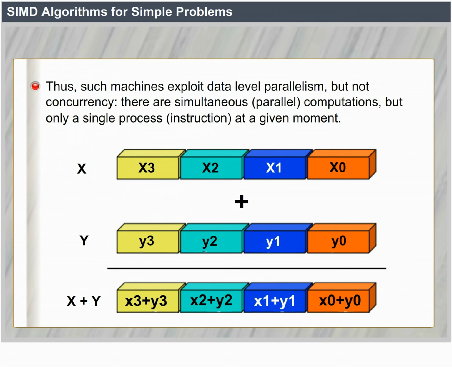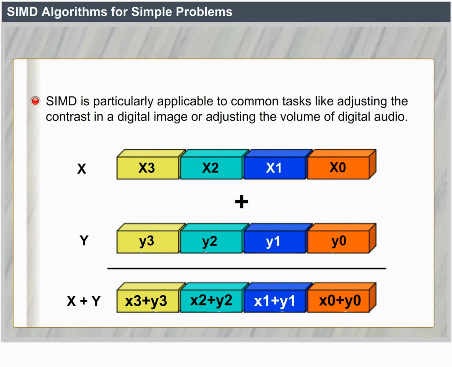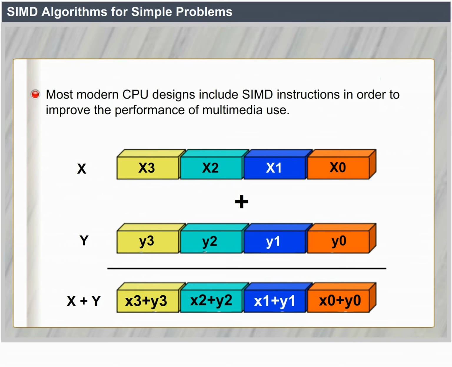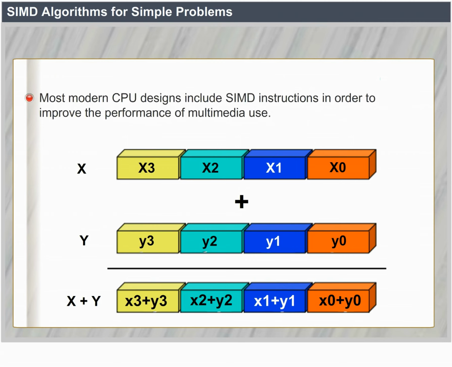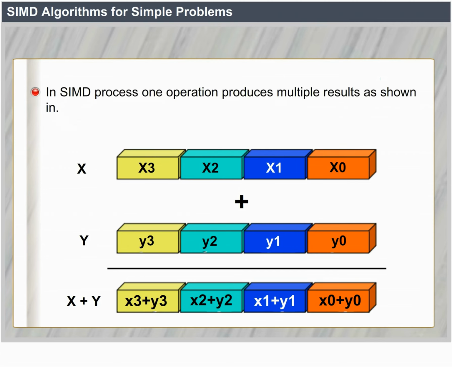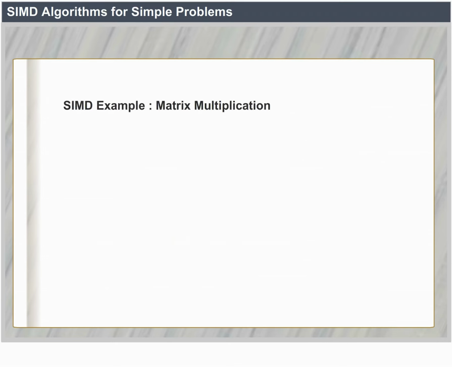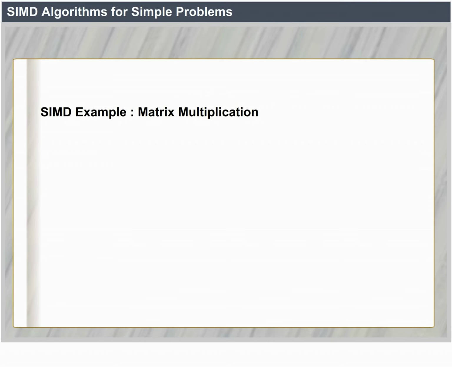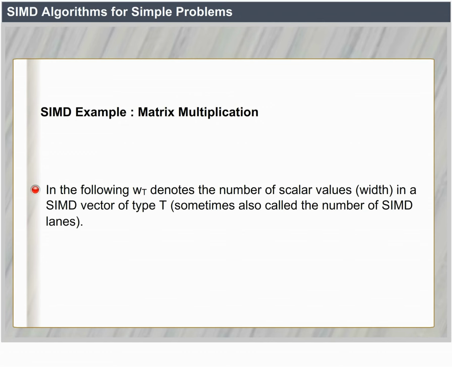SIMD is particularly applicable to common tasks like adjusting the contrast in a digital image or adjusting the volume of digital audio. Most modern CPU designs include SIMD instructions in order to improve the performance of multimedia use. In a SIMD process, one operation produces multiple results as shown here. SIMD example, matrix multiplication. In the following, W_T denotes the number of scalar values within a SIMD vector of type T, sometimes also called the number of SIMD lanes.